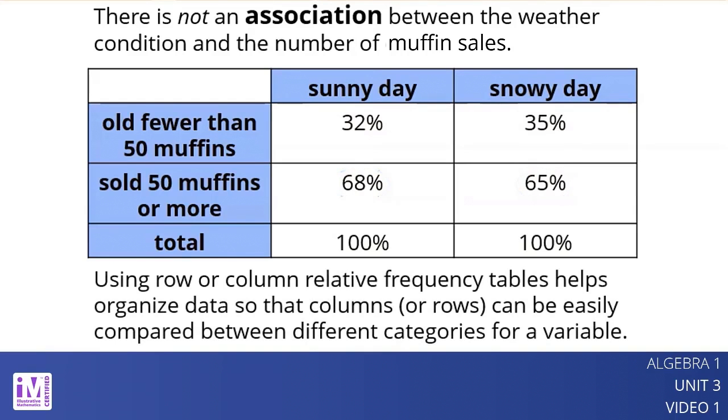Using row and column relative frequency tables helps organize data so that columns or rows can be easily compared between different categories for a variable. The comparison can be accomplished using a two-way table or a two-way relative frequency table, but it requires you to account for the differences in the number of data values in a given category.